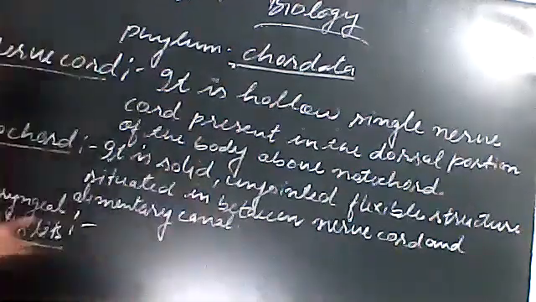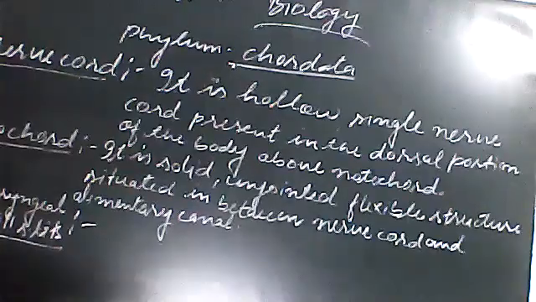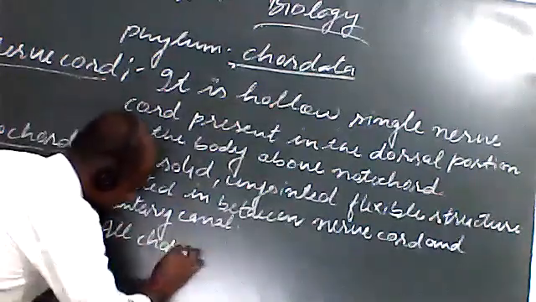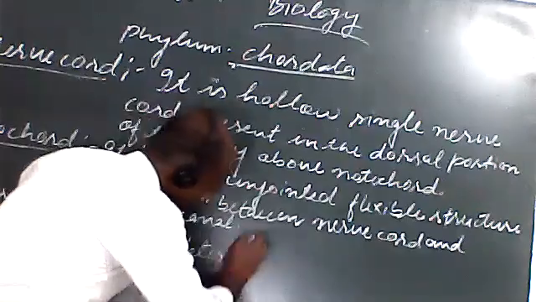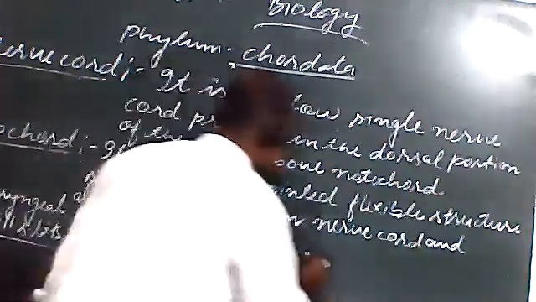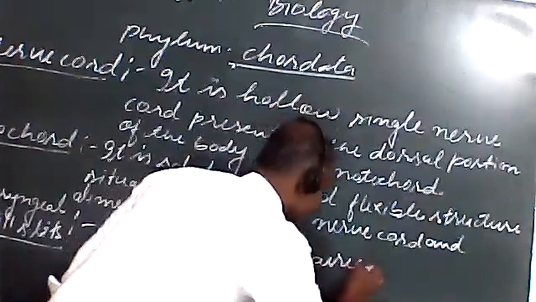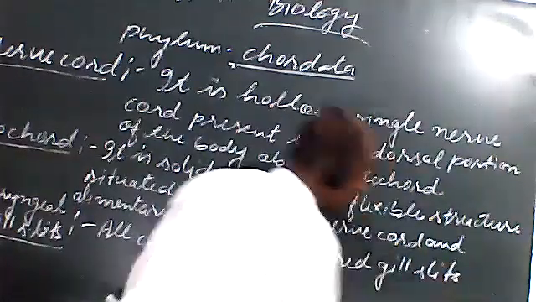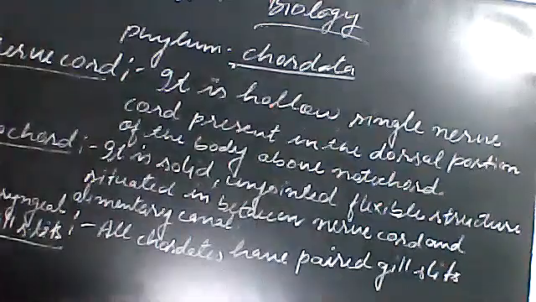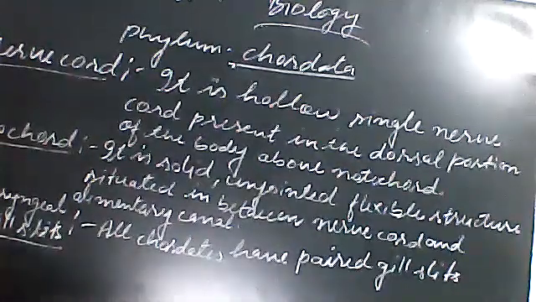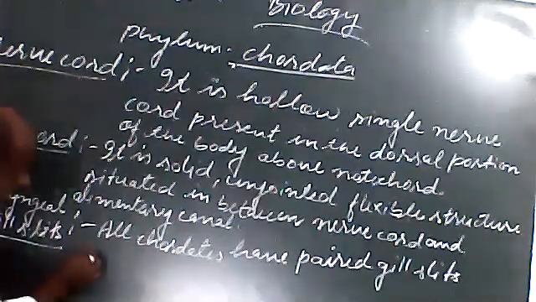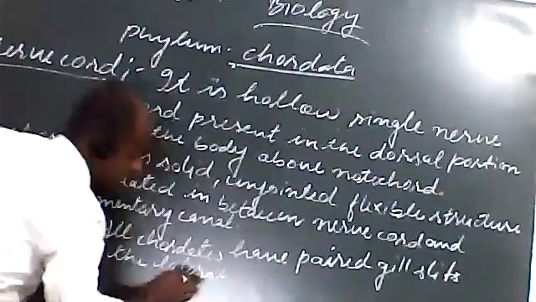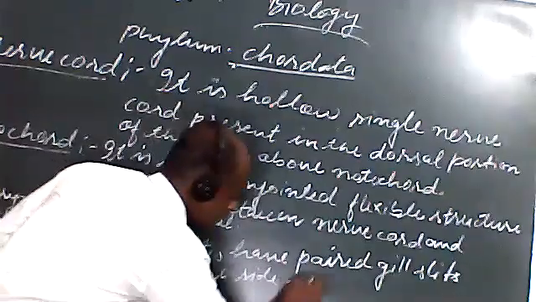as chordates. So we can say that all chordates have paired gill slits on the lateral side of the pharynx.